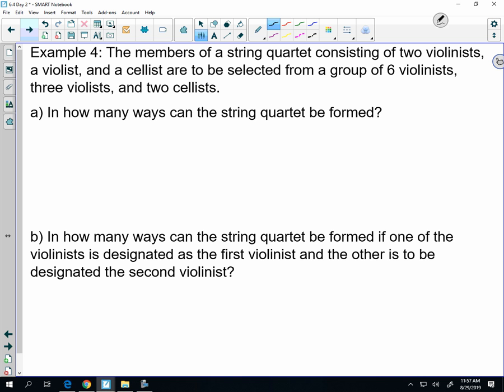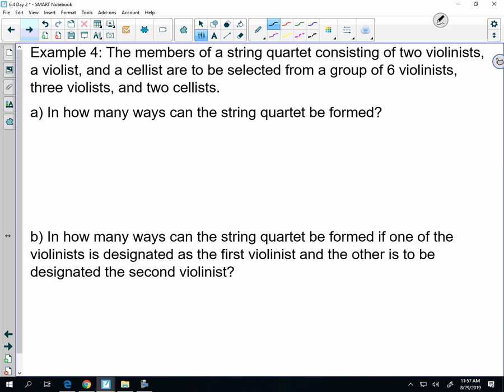So now we can take this idea of combinations and permutations and apply them more than once, okay? So we're going to be using the multiplicative principle along with permutations and combinations. It says the members of a string quartet consisting of 2 violinists, a violist, and a cellist are to be selected from a group of 6 violinists, 3 violists, and 2 cellists. How many ways can the string quartet be formed?